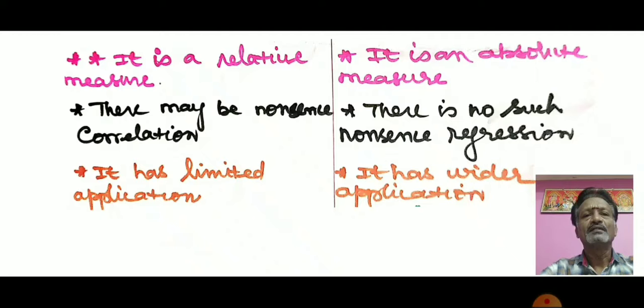Then the fourth one, here correlation is a relative measure. Here you take into account of regression, it is an absolute measure. So here the data should be given in original terms.